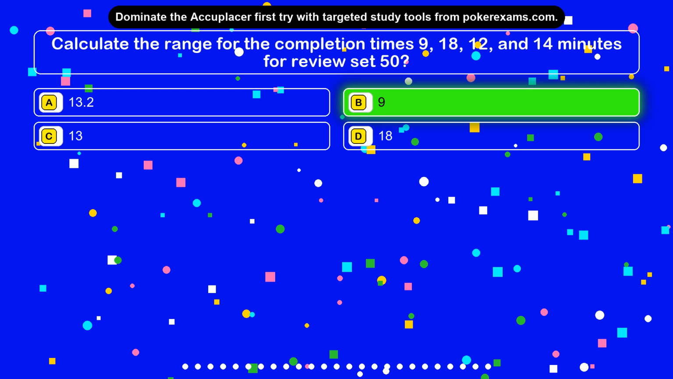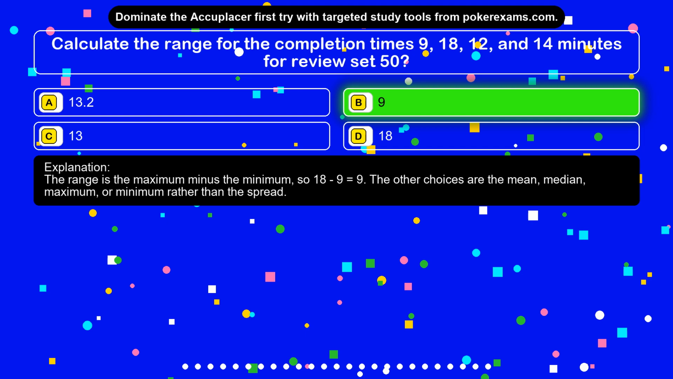The correct answer is option B, 9. The range is the maximum minus the minimum, so 18 to 9 equals 9. The other choices are the mean, median, maximum, or minimum rather than the spread.